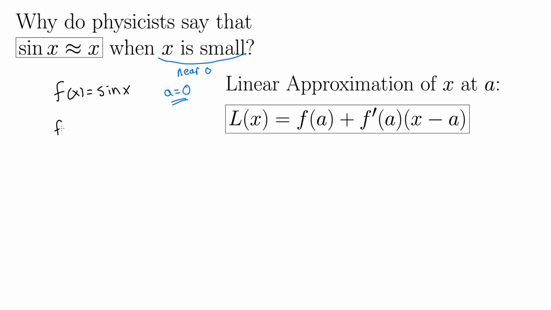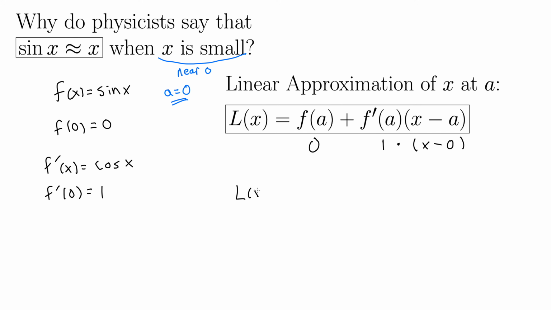Well, then f of 0 is simply sine of 0, which is 0. So we have 0 here, and here we have x minus 0. So now all we need is f prime of a. Well, f prime of x, since f of x is sine x, the derivative of that is simply cos x. And then f prime of a, which is f prime of 0, is 1. So that gives us a linear approximation of sine x around x equals 0 of 0 plus 1 times x minus 0, which is simply x.